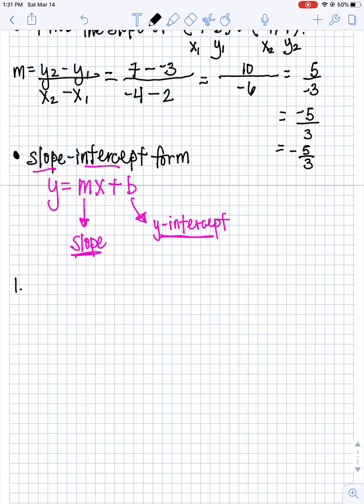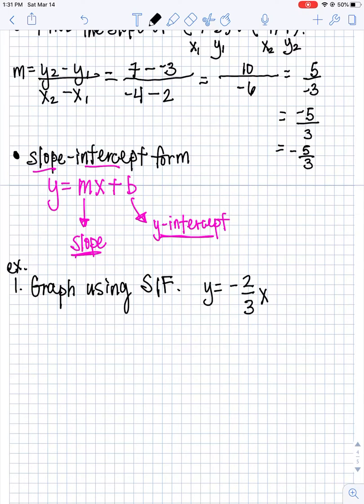So, number 1 example. Graph using SIF. Remember, slope-intercept form is what I said SIF was. And I'm going to say y equals -2/3 x minus 4. Okay? So hopefully you recognize that this equation is already in slope-intercept form. Our slope, for those of you that want to identify it, is -2/3. And our y-intercept is -4.